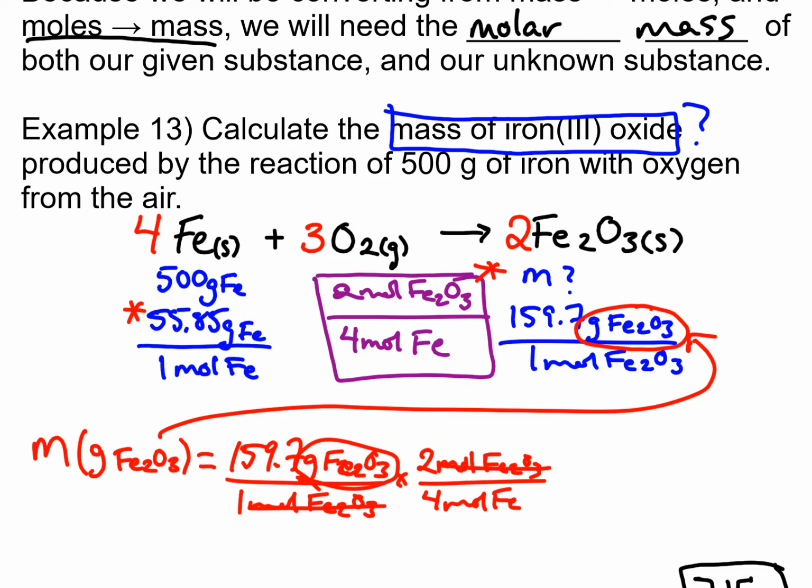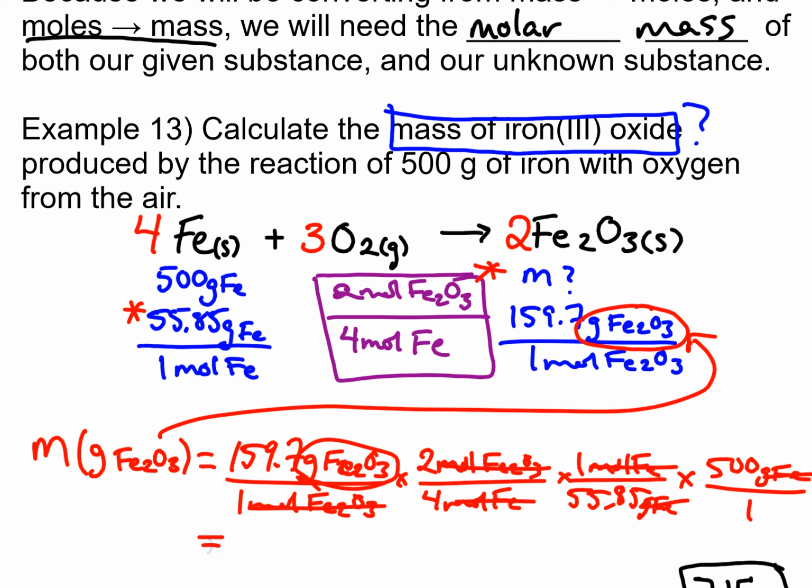I'm going to take the reciprocal of that so that moles of Fe is in the top, times 1 mole of iron for every 55.85 grams of iron. So my moles of iron cancel with my moles of iron, and I'm left with grams of iron in the bottom. The only thing left that has grams of iron was that mass of iron that we started with. So I multiply by 500 grams of iron over 1, because there's nothing in the bottom of that fraction. So my grams of iron cancels with my grams of iron.